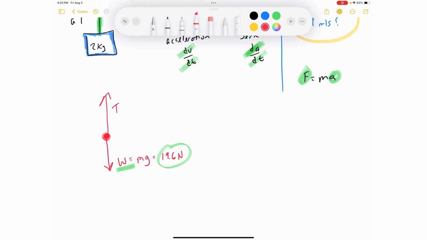Great. So now I need to know what the tension is, and then we can figure out. What it really wants us to do is figure out the acceleration, because remember, acceleration is going up. So it's actually accelerating in this direction here. So what we're really going to do is find acceleration, and then once we find acceleration, then we'll get tension. Okay, so this is where the fun starts.